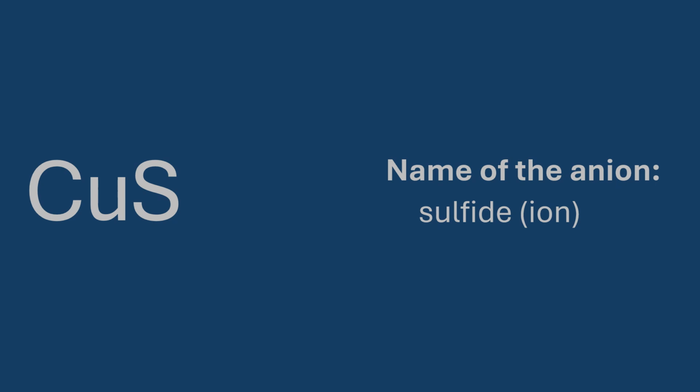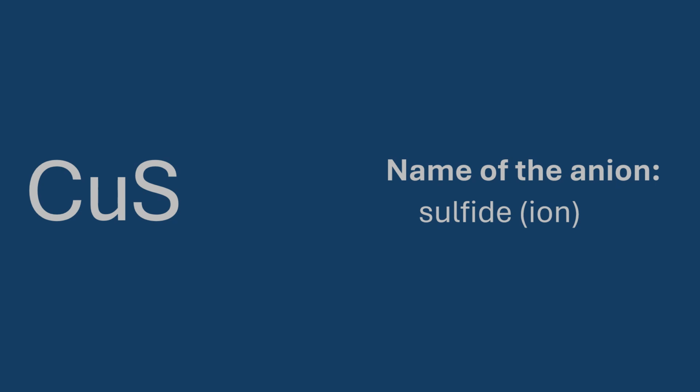Again, we have a type 2 compound. So we will again want to start by naming the anion so that we can determine the charge on the cation. Our anion here is the sulfide ion. Sulfide is located just below oxygen, so just like oxygen, sulfur will carry a charge of 2-.